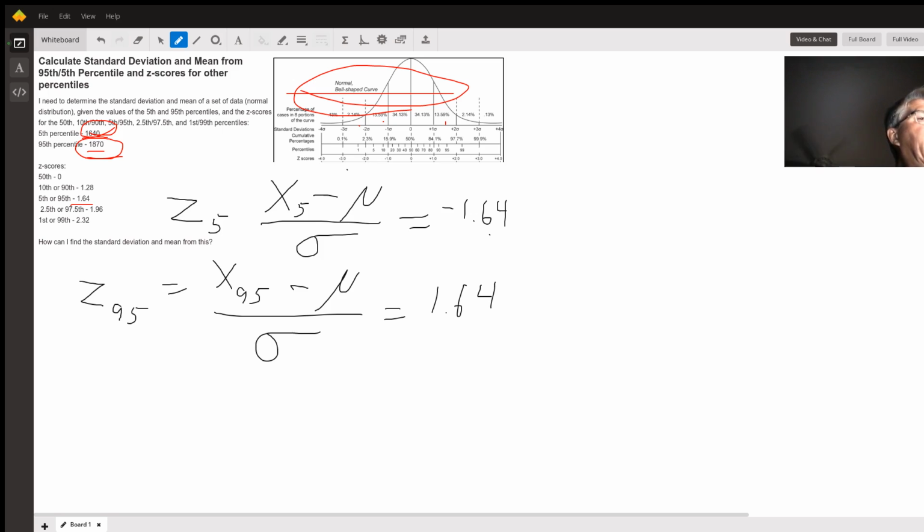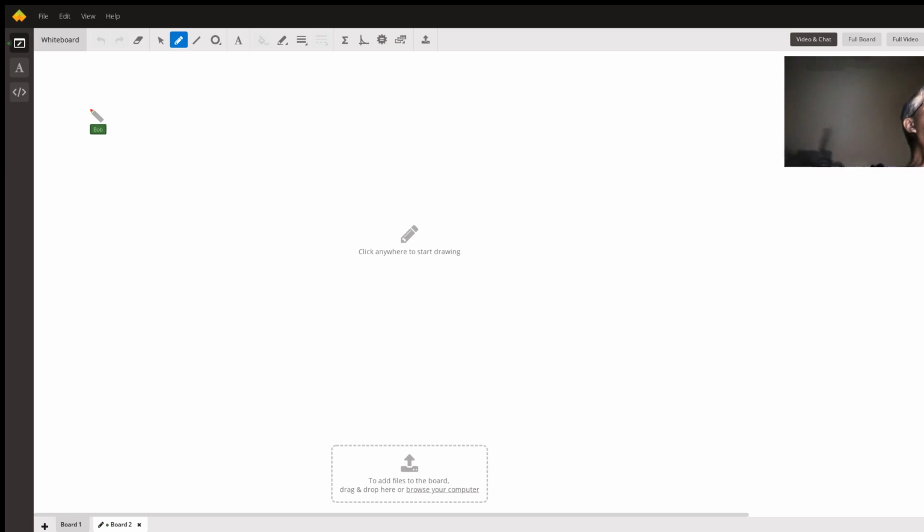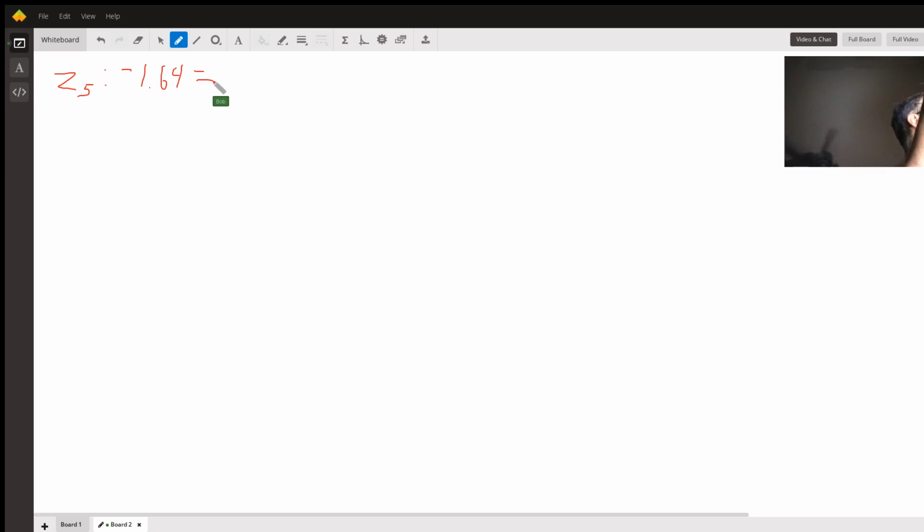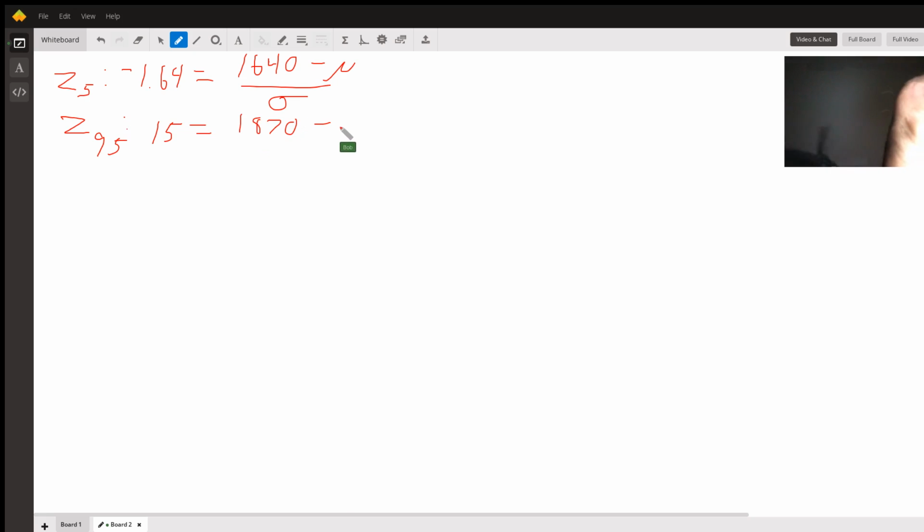Okay, so let's just go ahead and do that. I'm going to do that on a separate board. For Z5, we have negative 1.64 is going to be equal to 1640 minus the mean divided by the standard deviation. For Z95, we are going to have positive 1.64 is equal to 1870 minus the mean divided by the standard deviation. Okay, best thing to do might be to substitute out the standard deviation and solve for the mean. So let's just go ahead and do that.